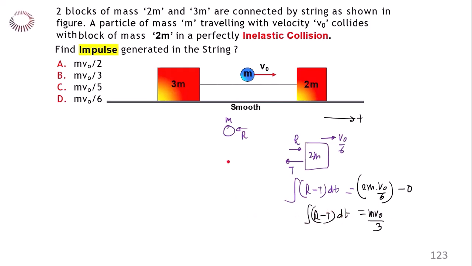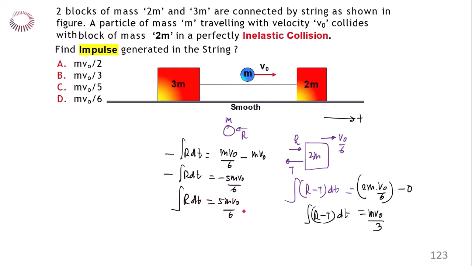Okay. Now if I come back to the situation for the small m mass, what is happening? For the small m, initial momentum is positive. If I write the impulse momentum relation, minus integration R dt should equal the final momentum. Finally, it is also moving with the velocity v0 by 6, and initially it is moving with m v0. Got it? So what is the answer for minus R dt? R dt should be equal to m v0 by 6 minus m v0. So ultimately I am getting minus 5 m v0 by 6, so integration R dt equals 5 m v0 by 6. Okay, so this is equation number 2, and the earlier one is equation number 1.